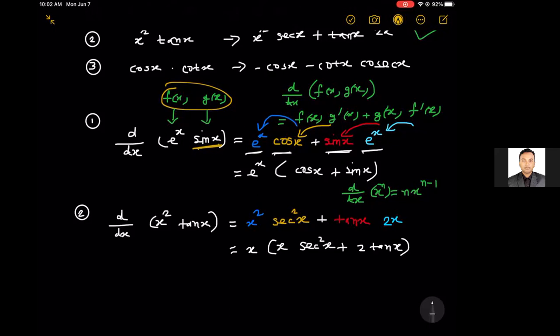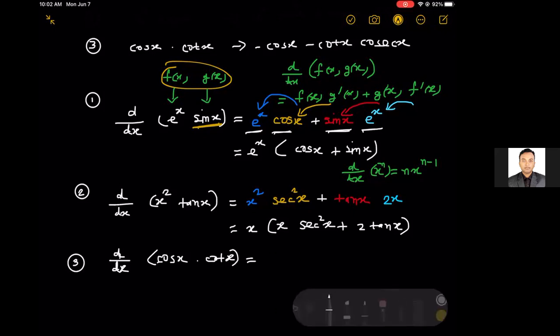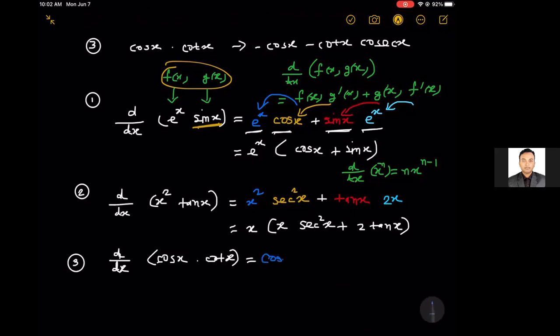Okay, let's try number 3. Number 3 is cosine x times cotangent of x. Again, we'll be doing the same thing. So first of all, let's keep the first function. Let's keep cosine x. What's the derivative of cotangent of x?